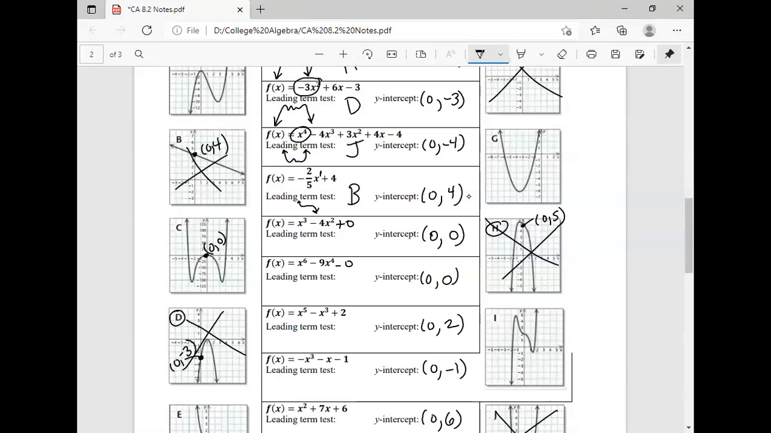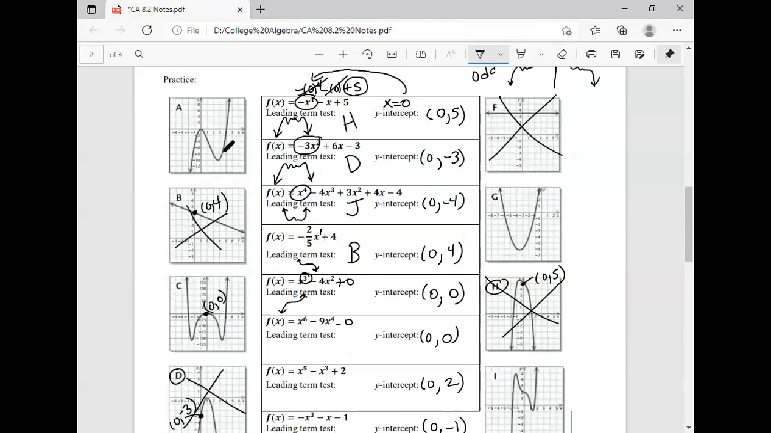Y'all catching on? Okay, this one has the highest power is an x to the 3rd, so it is odd. Okay, so that means that the ends are going to be pointing different directions. It also is positive, so it means it's going to start out small and get bigger. So that would be like A. Different direction, starts out small and gets bigger. A has a y-intercept of 0, 0. Go ahead and take care of that.